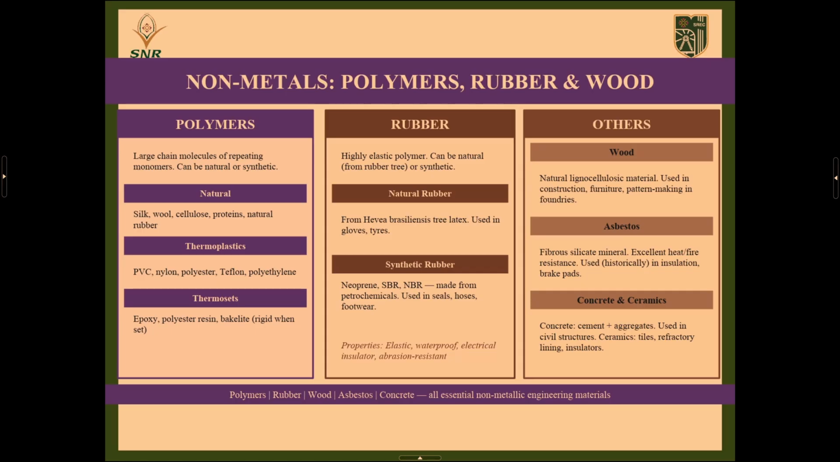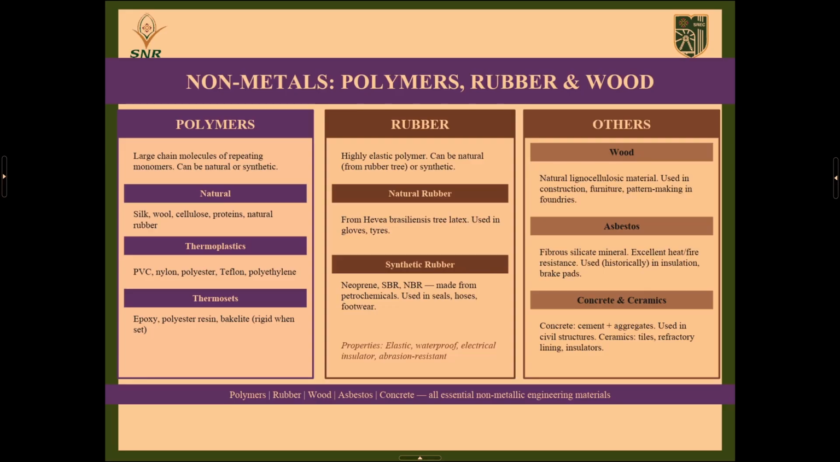Another thing is the polymer. Polymers are large chain molecules of repeating monomers, and can be natural or synthetic. Natural ones include silk and natural rubber. Thermoplastics such as PVC and Teflon are synthetic. Another type is thermosets, where epoxy and polyester resins and Bakelite are used.